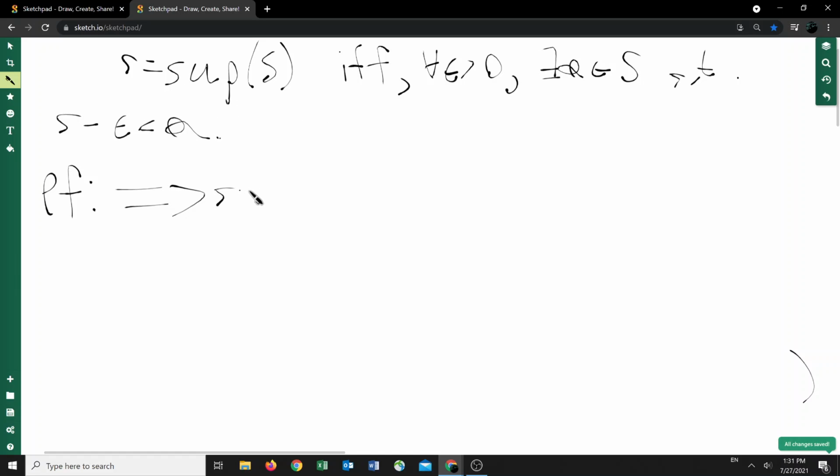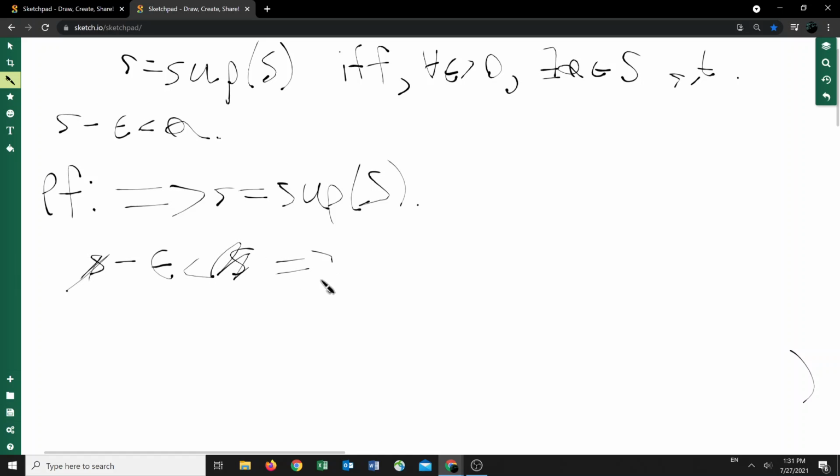So we have that s equals the supremum of capital S. Well, we take epsilon greater than 0, and we note that s minus epsilon is less than s, right? If we subtract this, this just tells us that epsilon is greater than 0. So it's a true statement, and therefore this is a true statement.